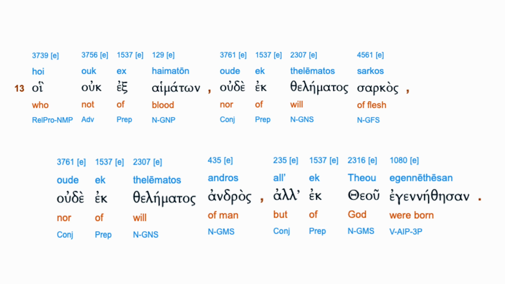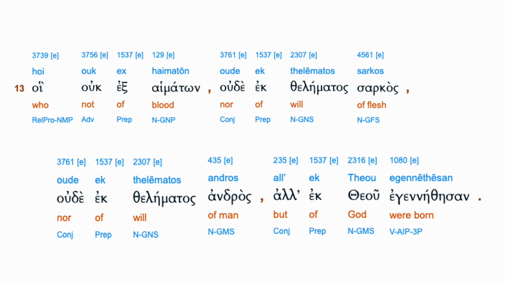Then it says, oude ek thelematos andros, nor of the will of a man. In this case andros is often translated as husband, and that's not uncommon in English. We say a man and wife, as in husband and wife. That's a reasonable assumption to make. But it's saying it's not done because of sexual desire.